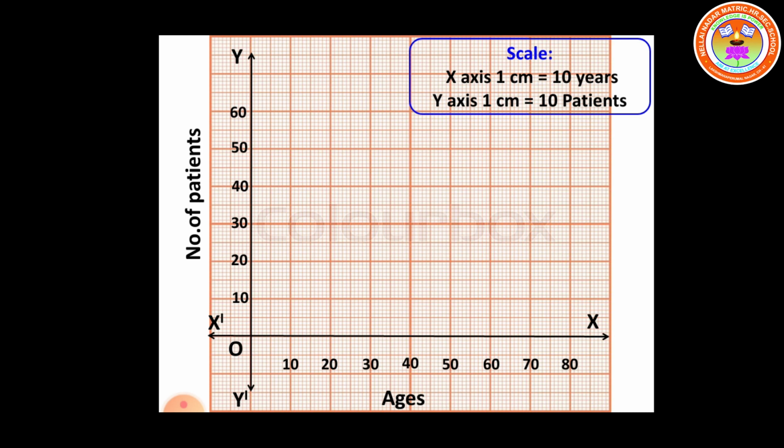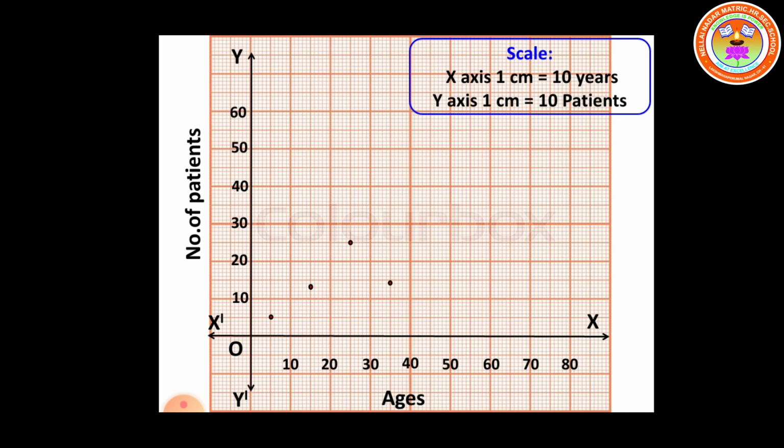Now for the first class interval 0 to 10 we have the midpoint 5 and the frequency 5. So we have to mark the point (5, 5). Next class interval 10 to 20 has midpoint 15 and the frequency 13. So we have to mark the point (15, 13). Next class interval 20 to 30 has midpoint 25 and the frequency also 25. So we mark the point (25, 25). Next class interval 30 to 40 has midpoint 35 and the frequency 14. So we mark the point (35, 14).